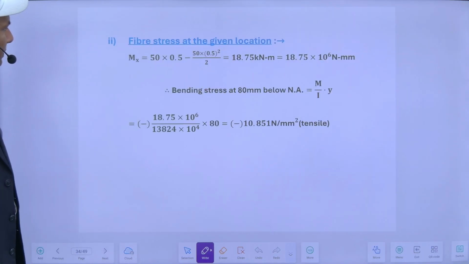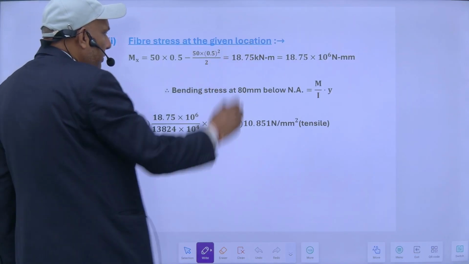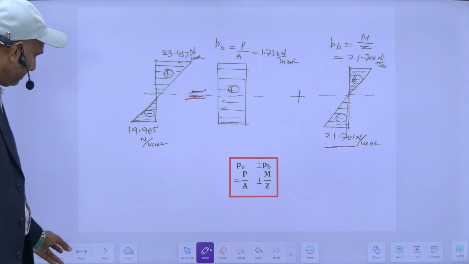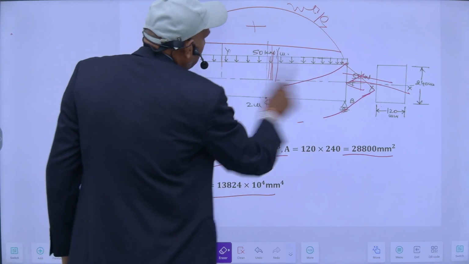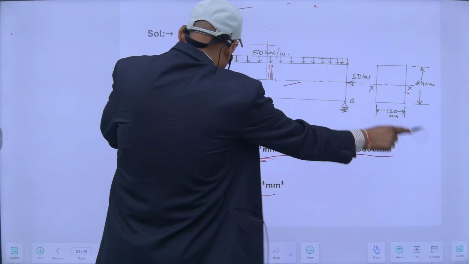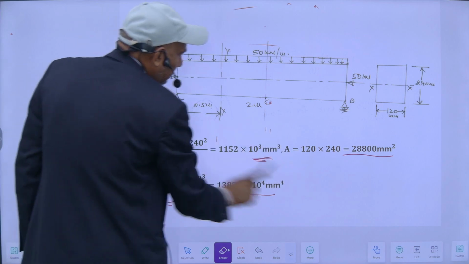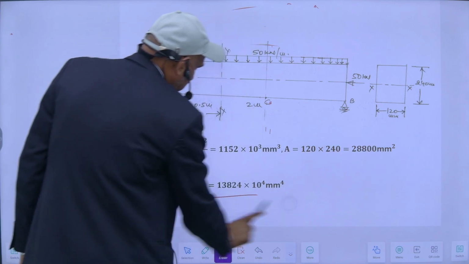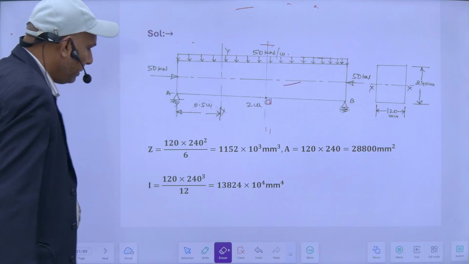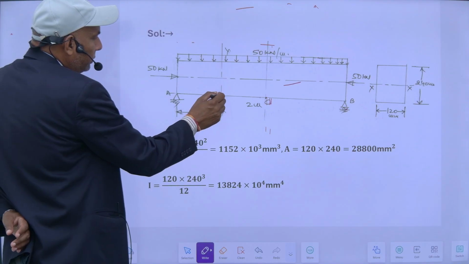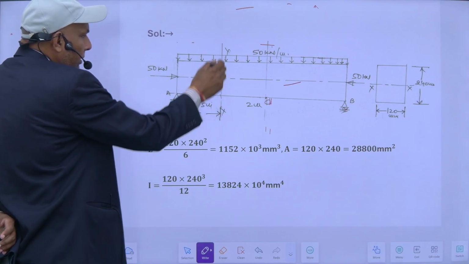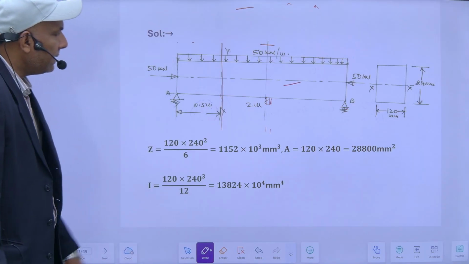So secondly, he wants to know the fiber stress at the given locations. So the given location is at this point, which is 0.5 meter from this point, A spot. So at this point he wants to know the stress.